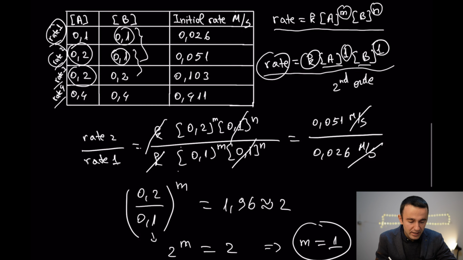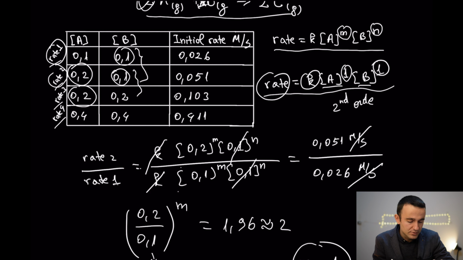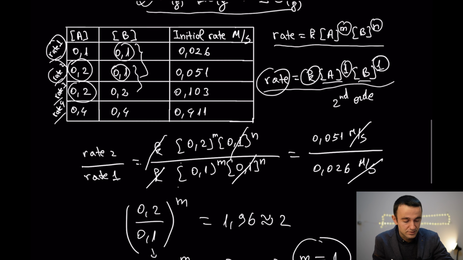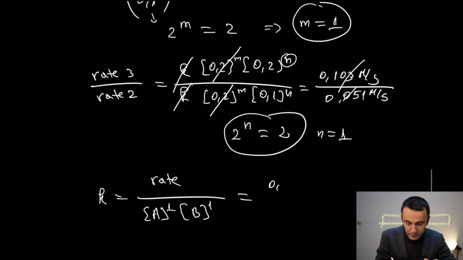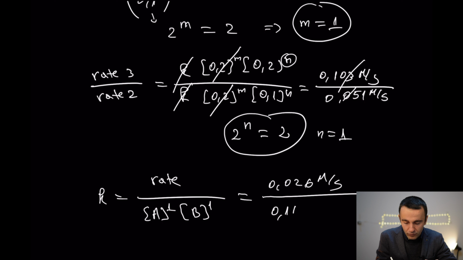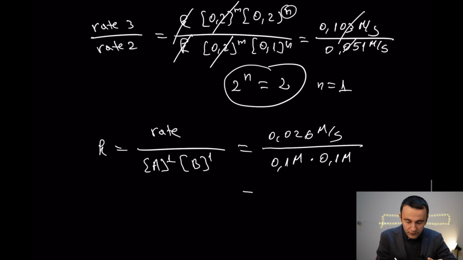So if we take the initial rate 1, we are going to take also the initial concentrations for rate 1. So don't confuse the concentrations. So it's going to be 0.026 mole per second divided by 0.1 molar multiplied by 0.1 molar. So from here we can find that this is equal to 2.6.